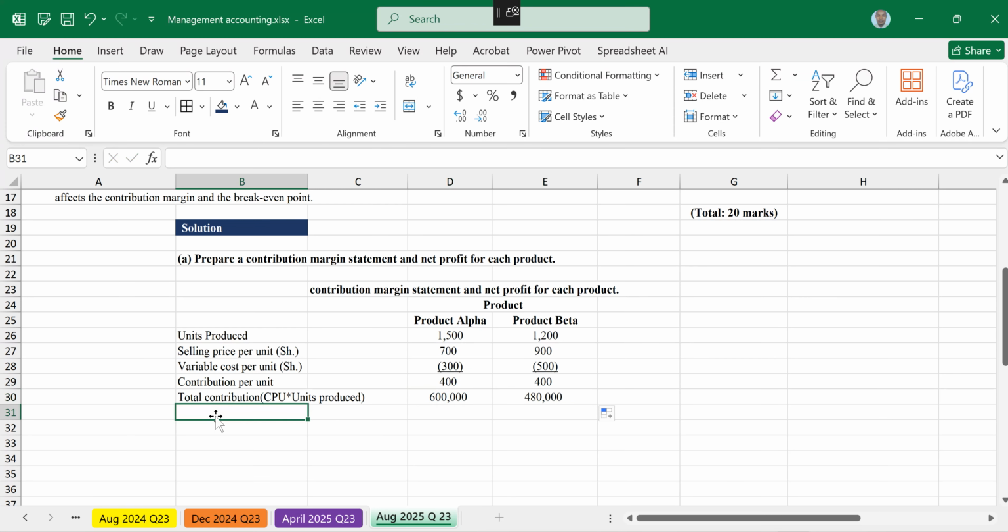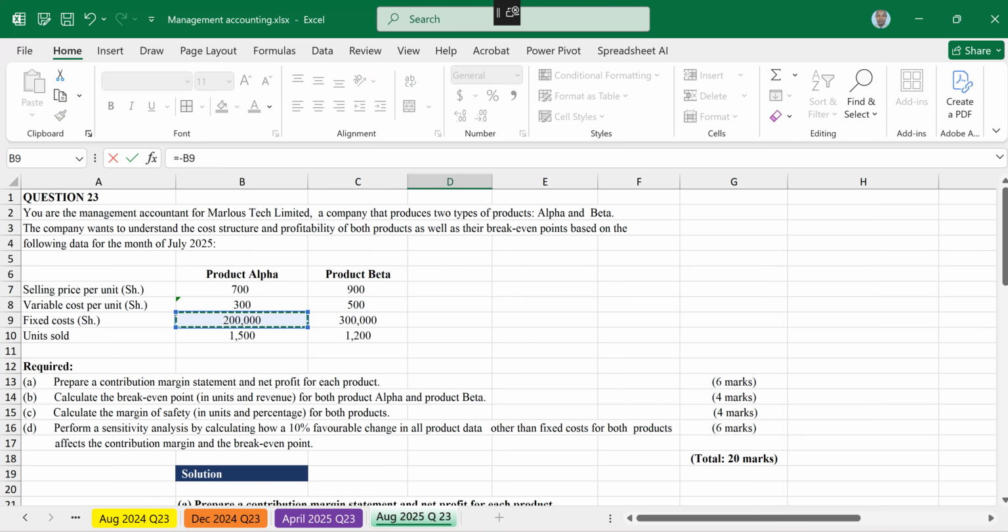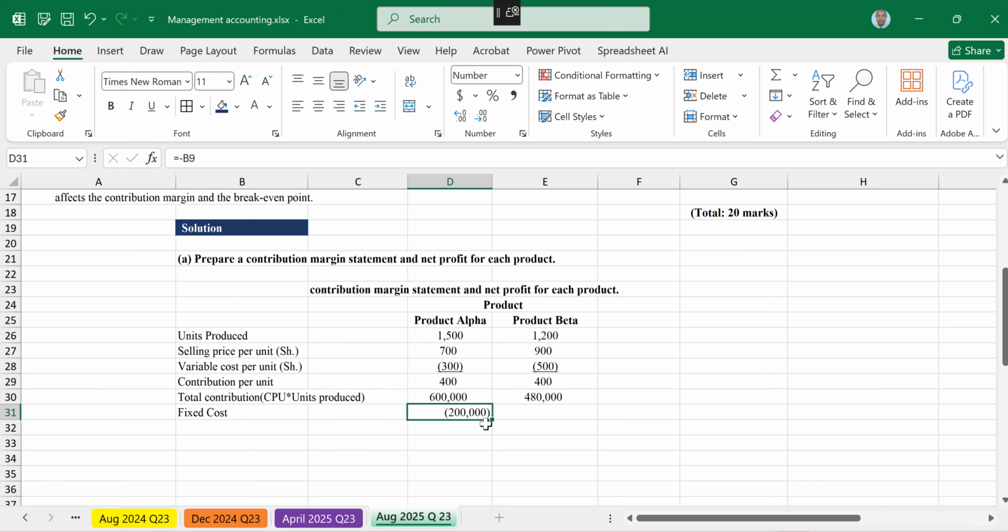Then the fixed cost, you less the fixed cost. The total contribution is the contribution per unit times the units produced. Then fixed cost has been given, equal sign negative. You click on the fixed cost of 200, drag across.